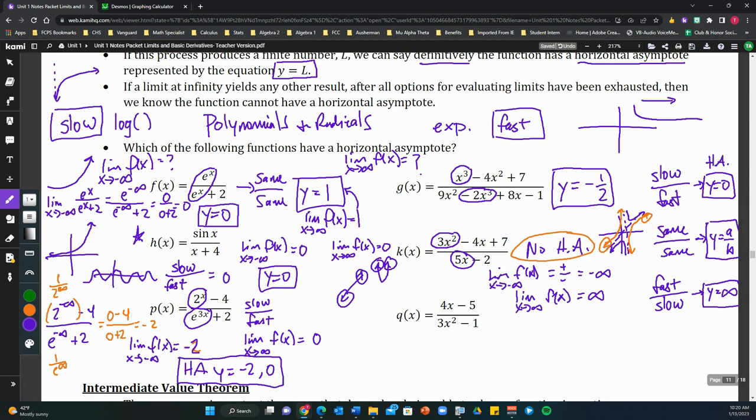All right, and then our last example here, 4x minus 5. So the most important term there would be 4x over 3x squared. So this would be another case where we have slow over fast. A slow growing function over a fast growing function always results in a horizontal asymptote of y equals 0. So again, for these three functions on the right, these are all polynomials over polynomials, which is why we don't have to consider the difference in limits to the left and to the right, because those are guaranteed to only have at a maximum one horizontal asymptote.